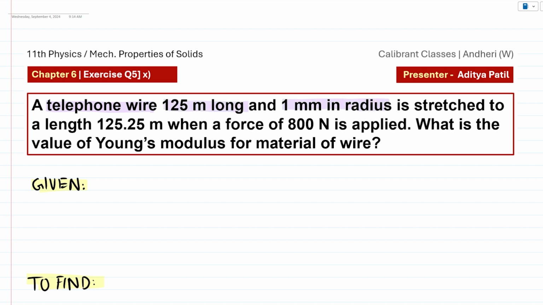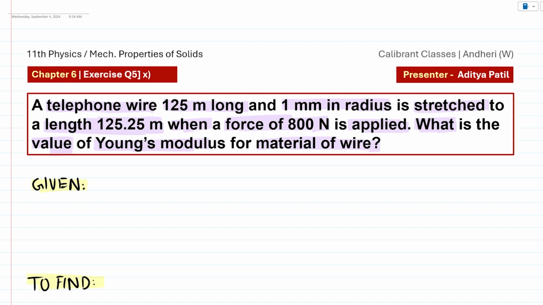in radius. This wire is stretched to a length of 125.25 meters. So you can say when we stretch the wire, the length has increased. This happens when a force of 800 Newton is applied. So stretching is only possible when you apply a force. And what force? Well, a force of 800 Newtons. And using this, what is the value for the Young's modulus for the material of the wire?